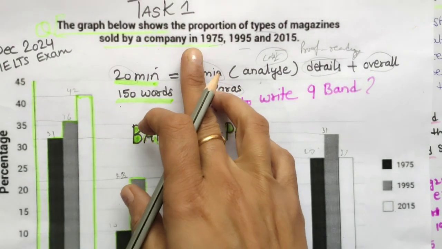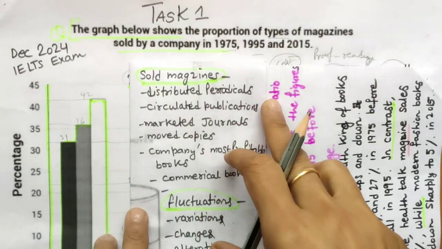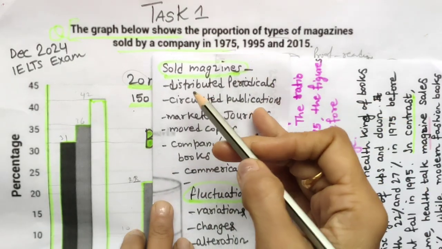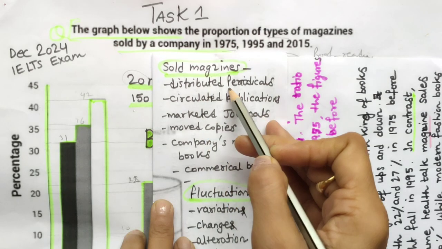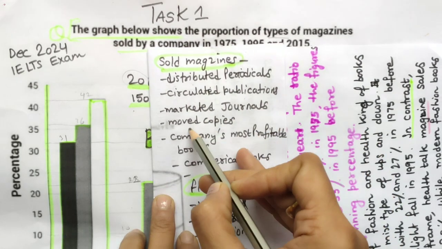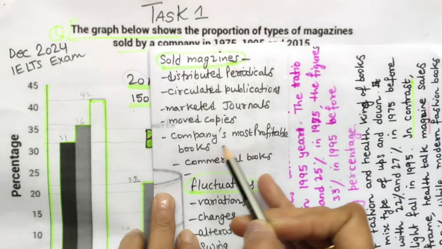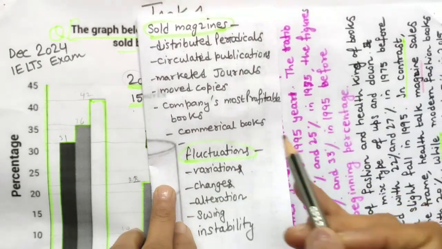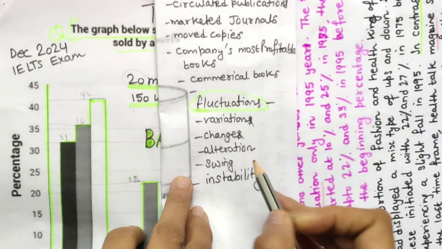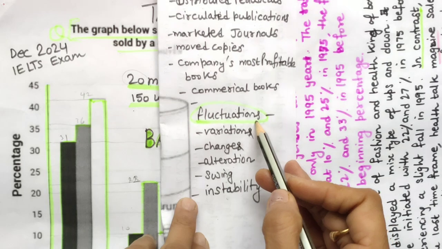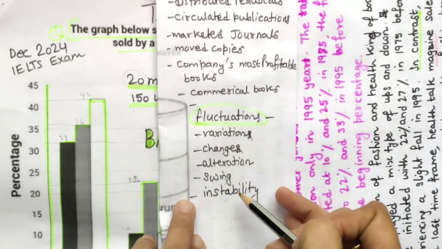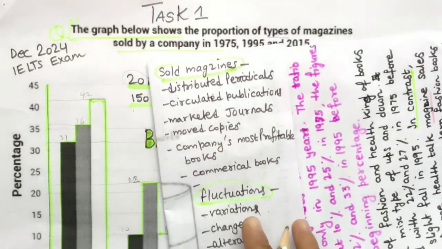How to write the introduction for Writing Task 1. Before going to the introduction, I will show you the synonyms for magazines. Sold magazines, distributed periodicals, circulated publications, marketed journals, moved copies, company's most profitable books, commercial books. And for fluctuations: variations, changes, alterations, swings, instability. If one fluctuation is there, then swing, alteration, change, variation. If more, then put S with them. Okay, now let's start with the introduction.